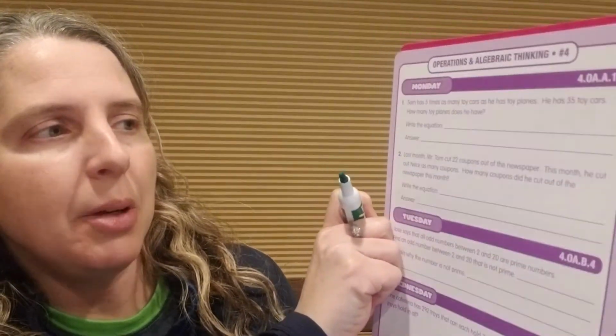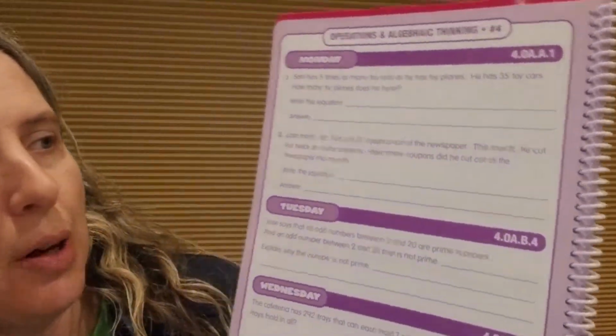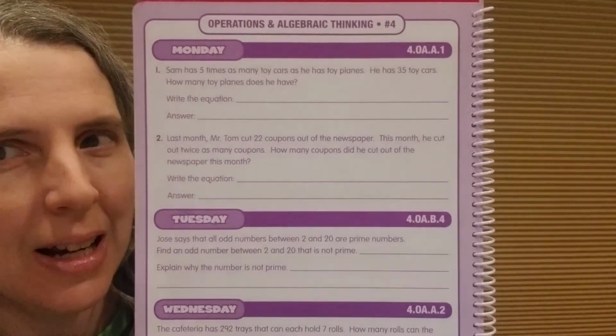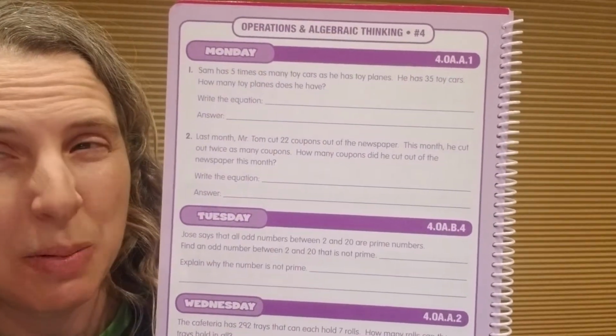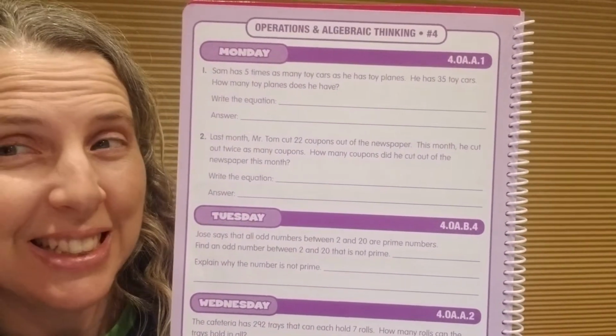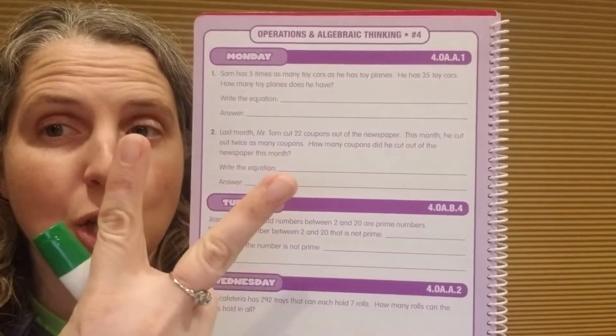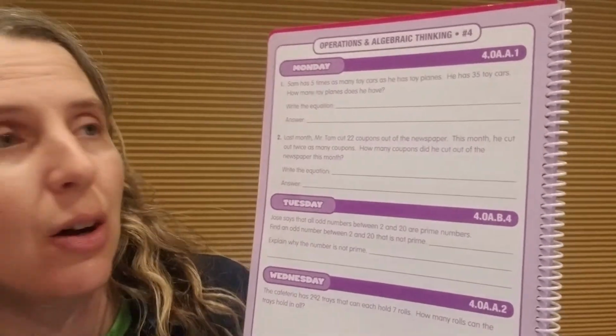Look at number 2. Last month, Mr. Tom cut 22 coupons out of the newspaper. This month, he cut out twice as many coupons. How many coupons did he cut out of the newspaper this month? Circle your numbers. I see 22, and then I see a word that's not a number, but it tells me something. Did you say it? Twice. Twice tells me that it's what number? 2. It's 2 times, so circle that also.